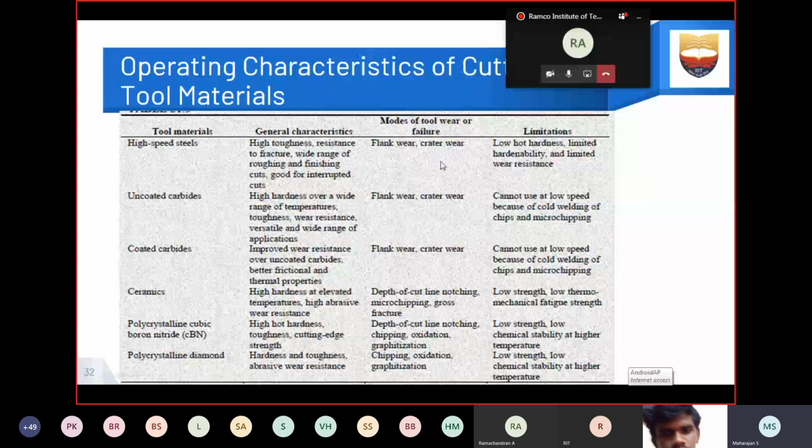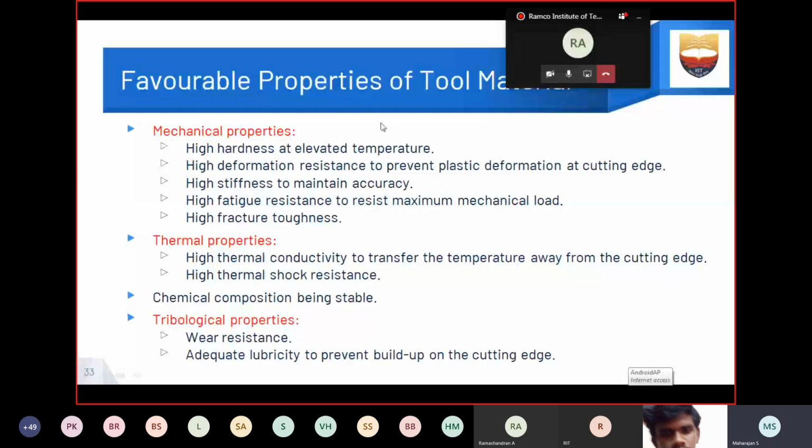So its limitations and failure are here. Favorable properties of the tool material: it should withstand high temperature. It should have high deformation resistance to prevent plastic deformation at the cutting edge, high stiffness to maintain accuracy, high fatigue resistance, and high fracture toughness. In terms of thermal properties, it should have high thermal conductivity and high thermal shock resistance. It should have tribological properties: high wear resistance and lubricity.